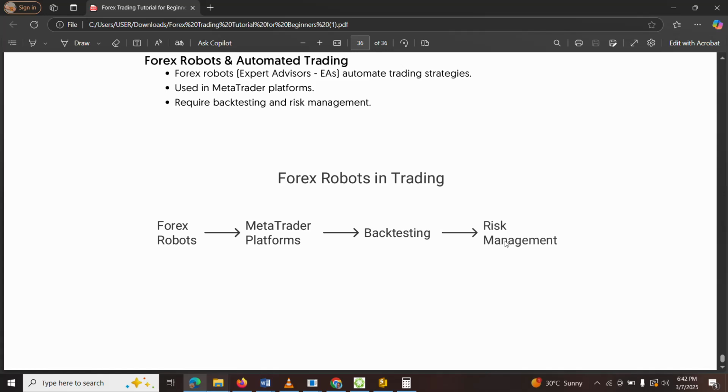So in conclusion, I would like to say that forex trading offers significant opportunities, but also requires knowledge, discipline, and risk management. It is very important to start with a demo account, then develop a strategy and continuously learn to improve your skills. With patience and consistency, you can master the art of trading and potentially achieve financial success.